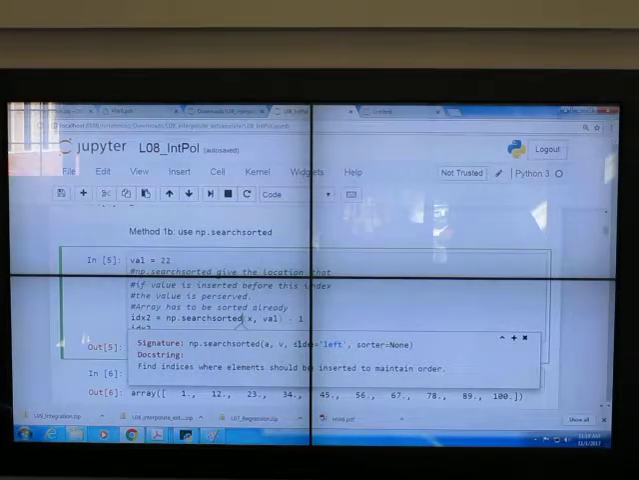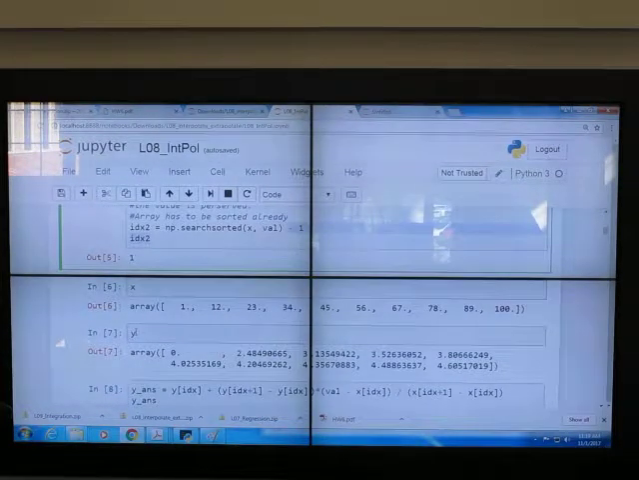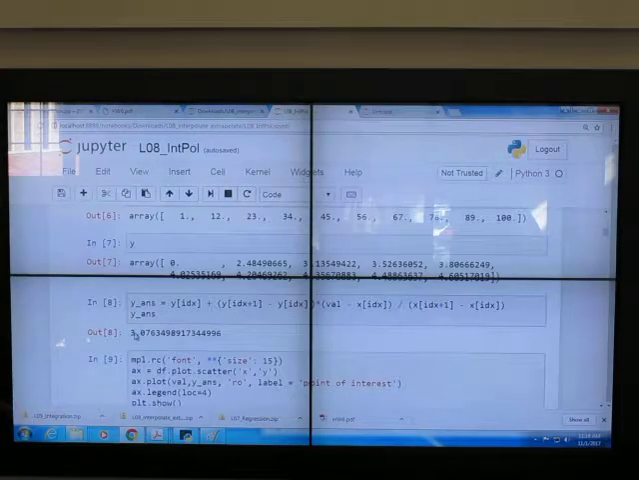So I get the point on the left. Alright. Now I know the point on the left. The next step is to do interpolation.